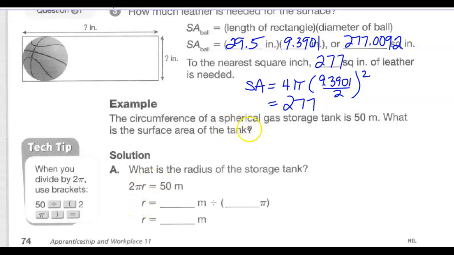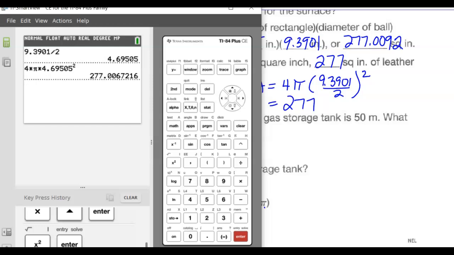So here, if they're asking for the radius, then let's use this formula. That means we divide both sides by 2 pi. So that's 50 divided by 2 pi. And a good note here is that when you're dividing by 2 pi, you do need those brackets in your calculator. So let's practice that. 50 divided by bracket 2 pi.